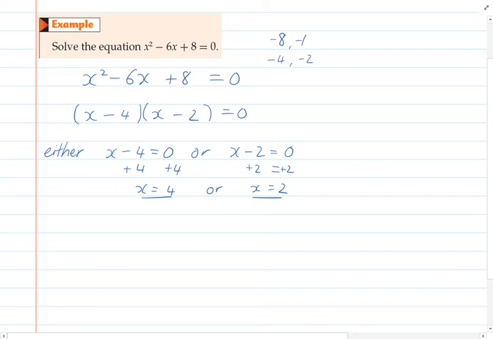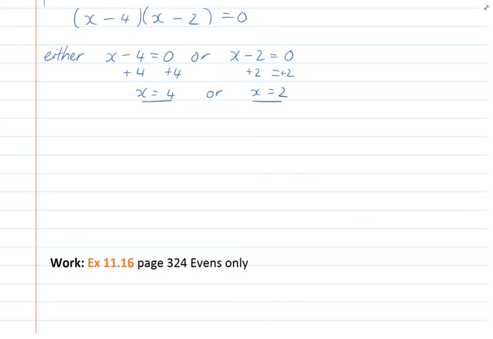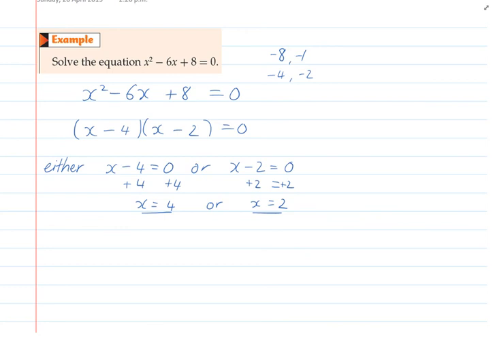Okay, so in these situations, factorise first, and then once it's factorised, it's just like the other problems that we've been doing. So you need to practice some of these on exercise 11.16. Just do the evens, please. And this is the last compulsory part of this topic.